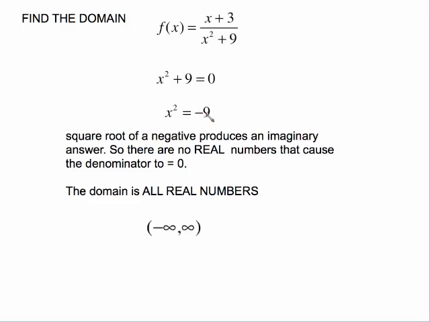Subtract 9 from both sides, and here I've got a problem because to solve this I would need to take the square root of both sides. But that means I would be taking the square root of a negative, and that produces an imaginary answer. So there are no real numbers that cause the denominator to equal 0, which means the domain is all real numbers. There's nothing I'm going to exclude. And in terms of interval notation, it's just -infinity to infinity.